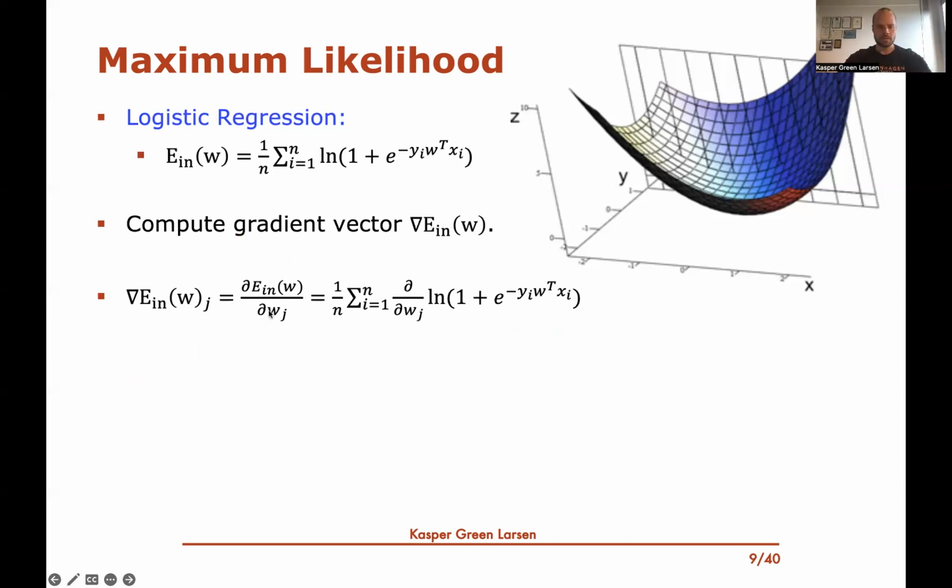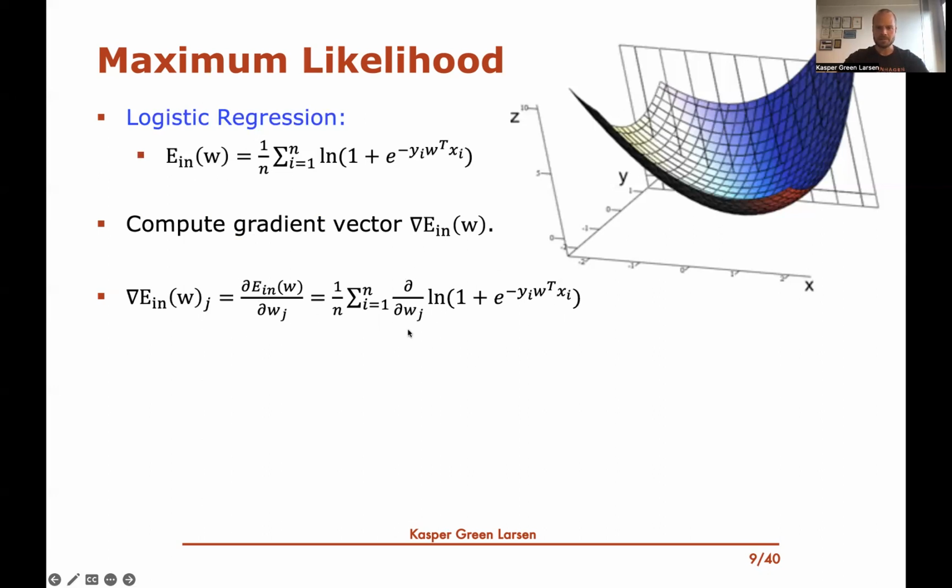Okay, so we have to compute the partial derivative of this expression with respect to wj. And the first step that we do when we have a sum like this is that we observe that the partial derivative of a sum is just the sum of partial derivatives, and also the constant factor just stays outside. So we can move the derivative inside, right?